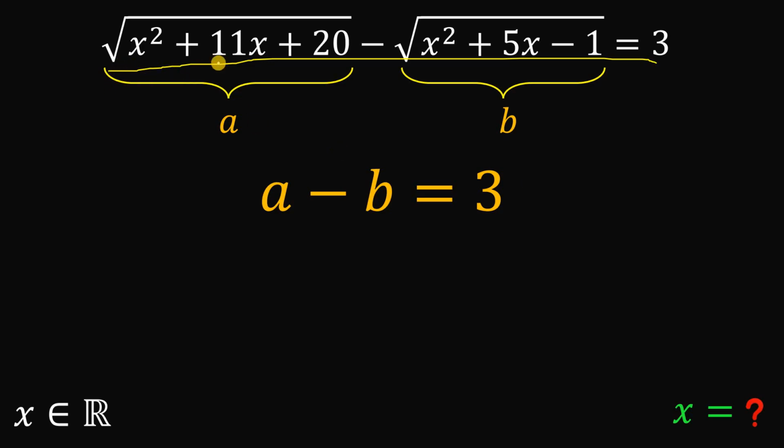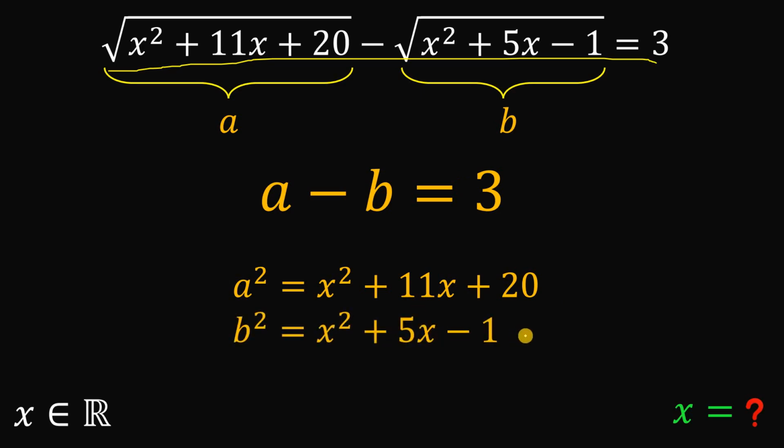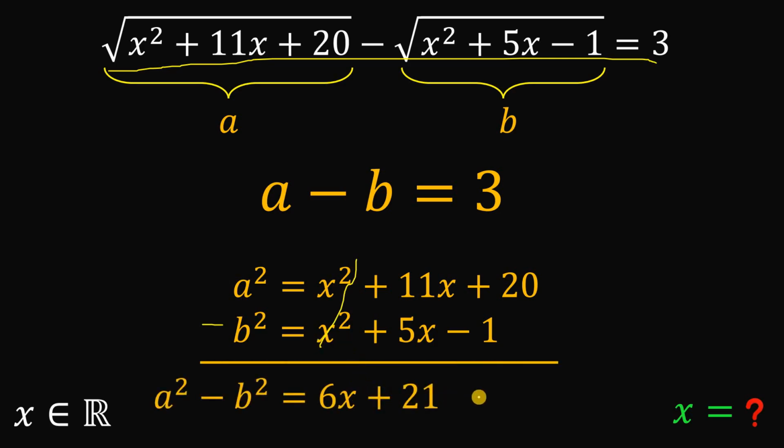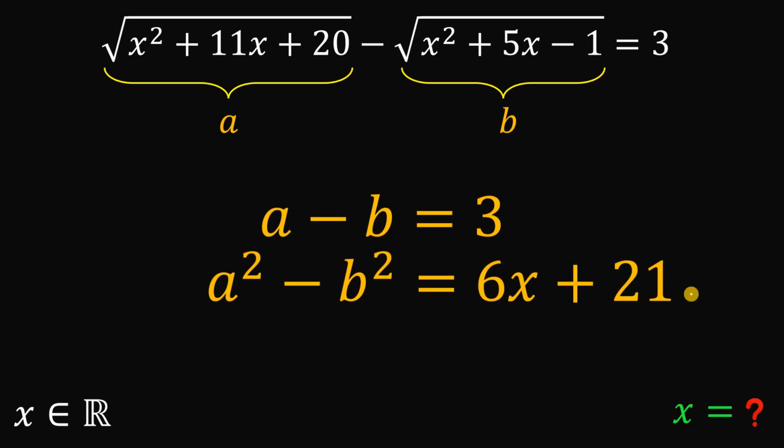Now don't forget, the whole expression is a, so we can say that a squared equals the term inside the radical sign, simply x squared plus 11x plus 20. On the other hand, b squared equals x squared plus 5x minus 1. Take note, when we subtract these two equations, we eliminate x squared, and we get 6x plus 21. Given these two equations, our goal now is to find first the values of a and b, then solve for the value of x.